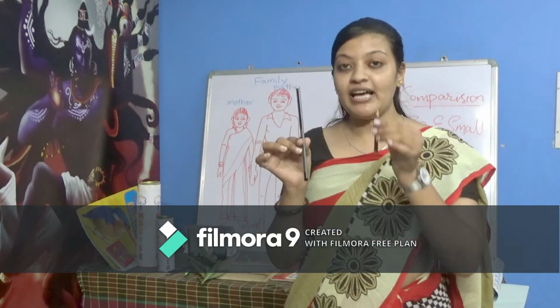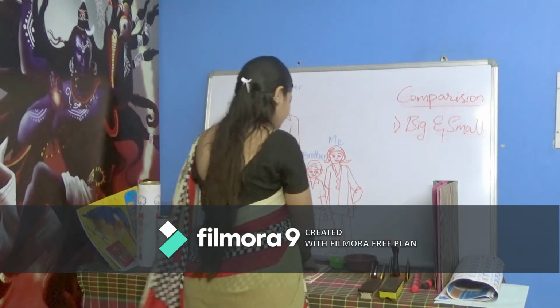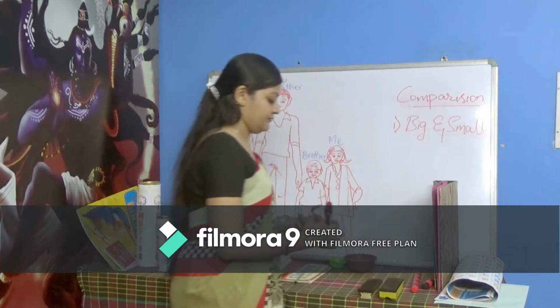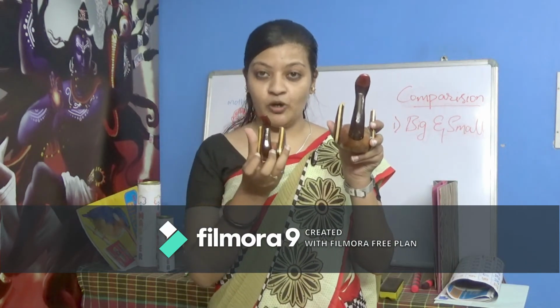Here is the most favorite thing of our kids, the pencil. You can see the big pencil and the small pencil. One more article, so you can compare here. This is the big swan and this is the small swan. So this big swan's height is more than the small swan's height.